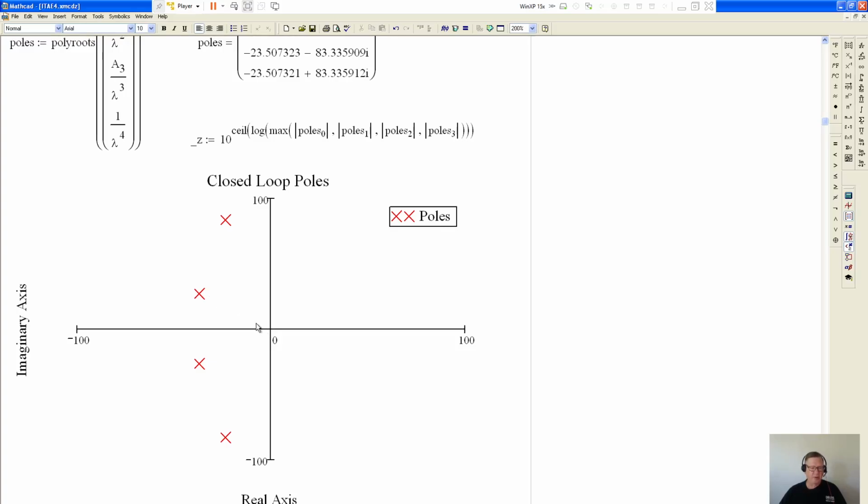And then this pole would move out along this line, and this pole would move out back and forth here, and this pole would move out and back this way. So if I reduce lambda, all these poles would move in.